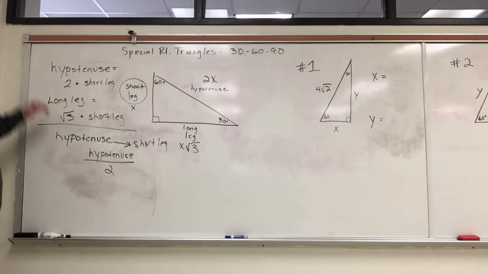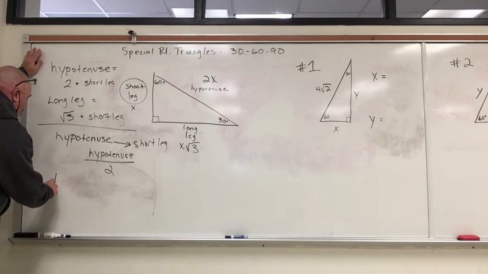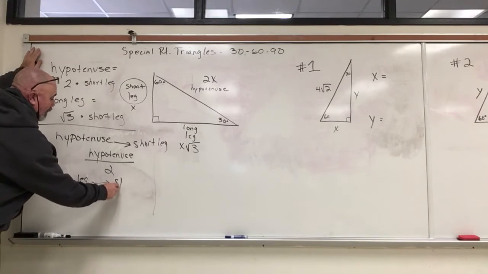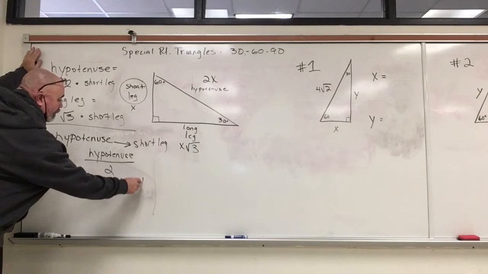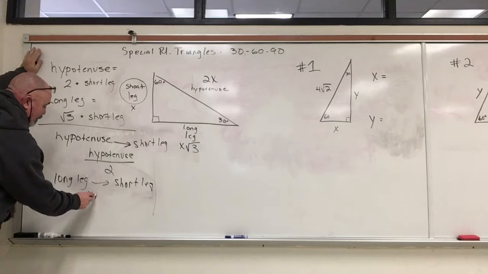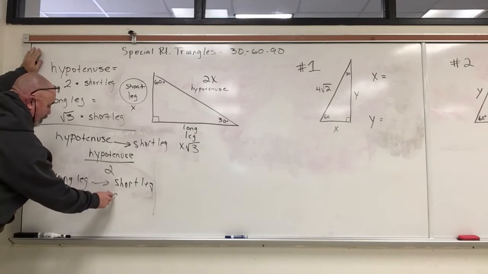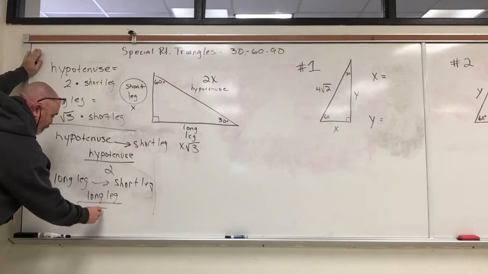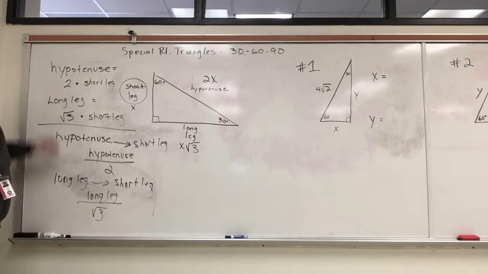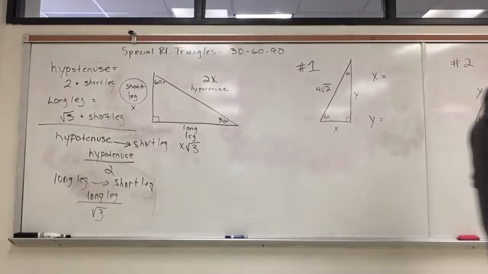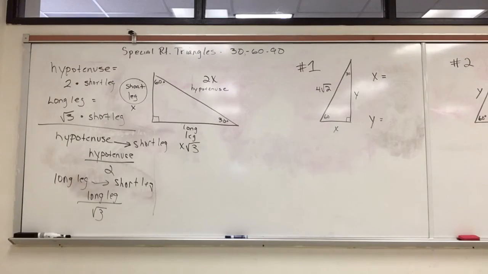Okay? If I'm given the long leg and I need to find the short leg, I take the long leg and divide it by what? Square root of 3. Square root of 3. Okay? Those are your formulas that we will use today. This is not hard.